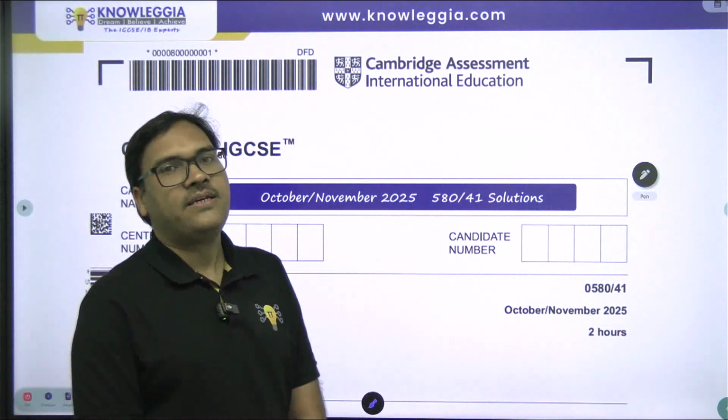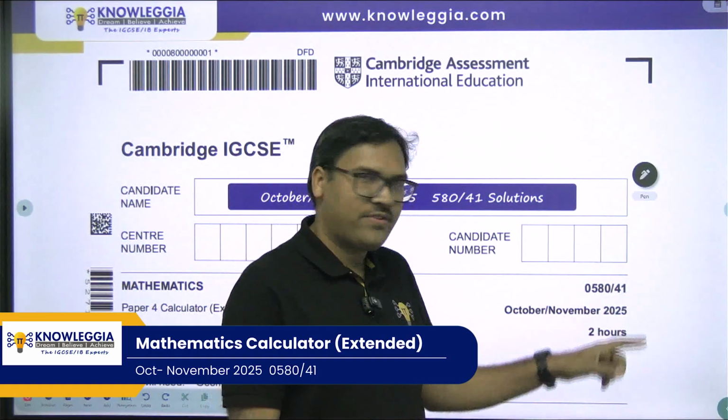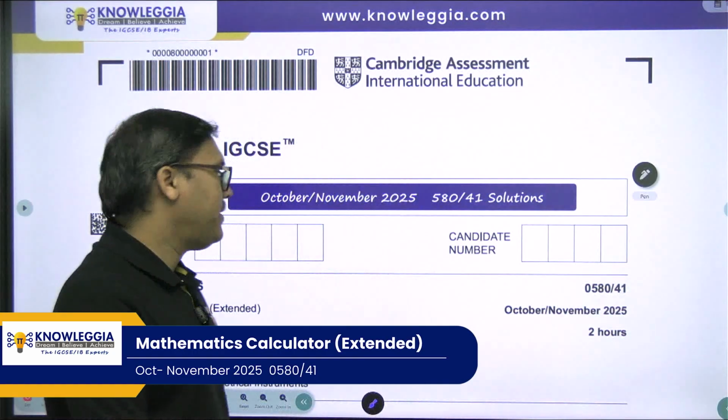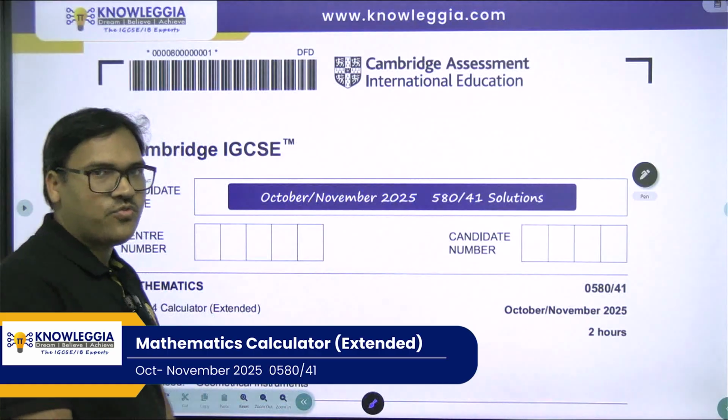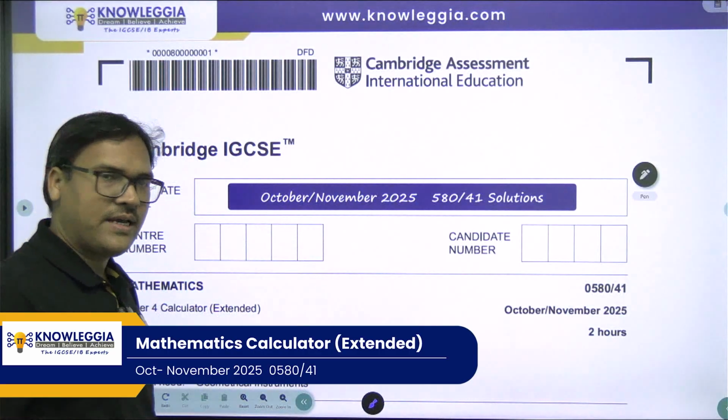Here we will be discussing the solutions of the October-November 2025 Paper 5.041 version. So this is the calculator paper. We'll be going through the solutions and we have the answer key, so we'll match the solution. I hope you will be able to understand all the questions.